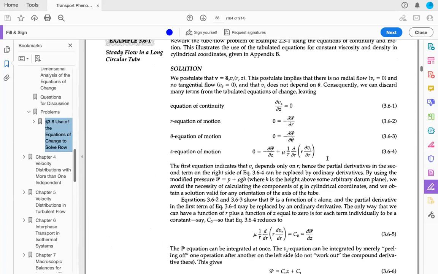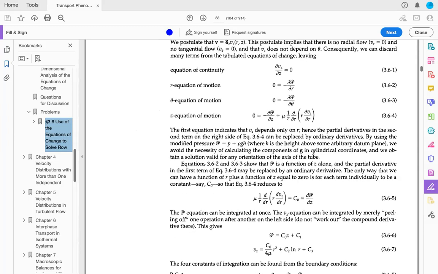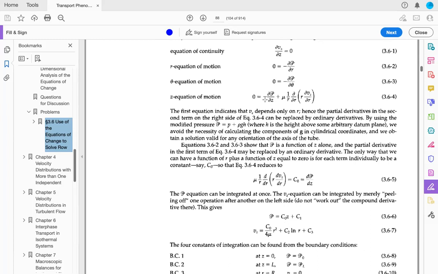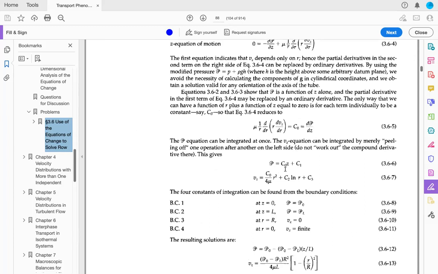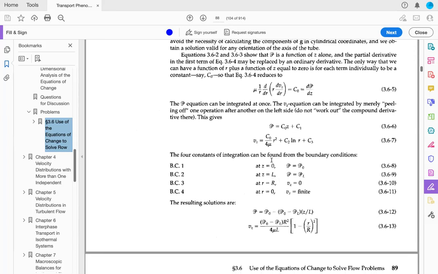By looking at the tables and cancelling out the terms that are not applicable, we can get information for the equation of continuity, and we also get the equation of motion. After that, we can find the boundary conditions. So we can do the integration here, the second integration, and then find the boundary conditions.